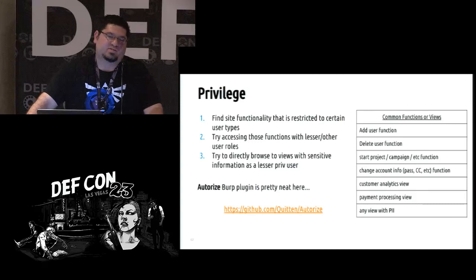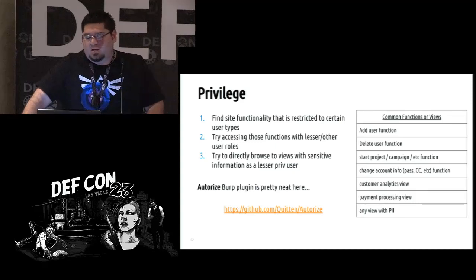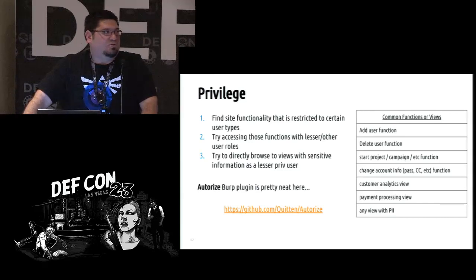It's called Autorize. This one is available in the Burp store. Basically, you spider a site completely, and you run through all of your POST requests as an admin user. Then you go through as a lower user, and you give that information to Autorize, and you run the tool. It tells you which ones the lower user was able to access that the admin user was also able to access, and you look through those in your Burp output.